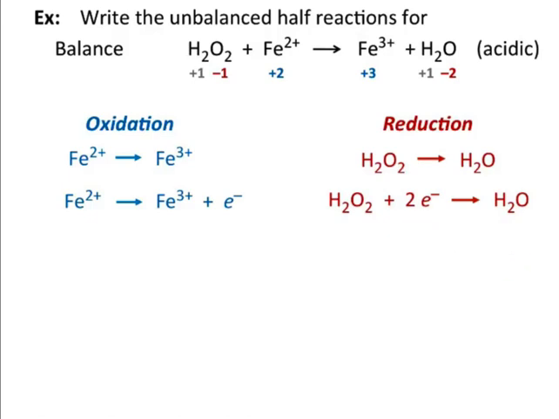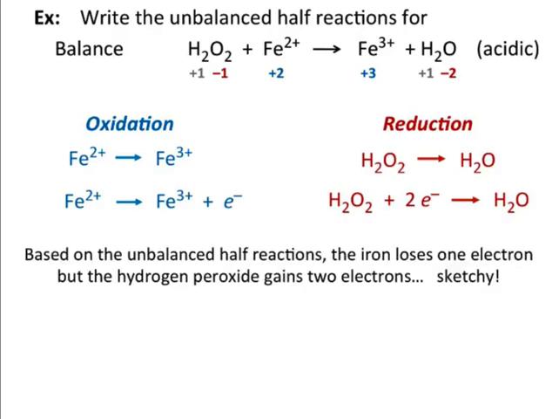And this is all we know at the moment, is how to split these into the 2 half reactions and identify that. Looking at these, we see that the iron only loses 1 electron, whereas the hydrogen peroxide gains 2 electrons, so that's sketchy. So we're probably going to have to multiply this half reaction, and thus the irons, by 2.